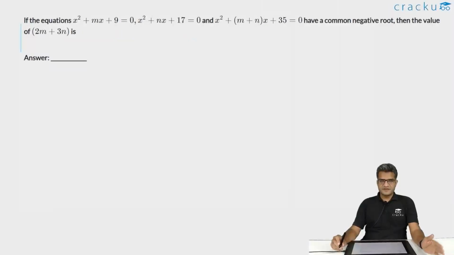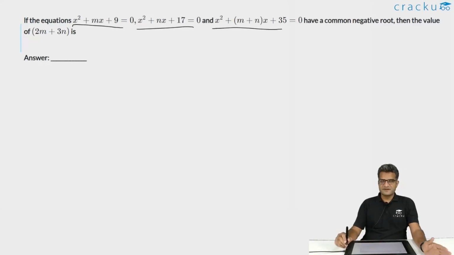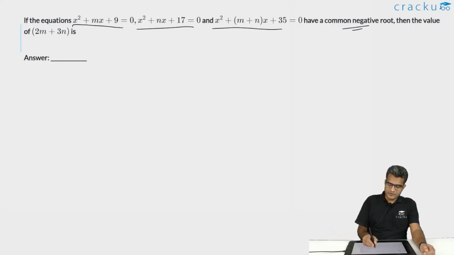In this question, we are given two equations. The first equation is x square plus mx plus 9 is equal to 0. The second equation is x square plus 9x plus 17 is equal to 0. And we are also given another equation, which is x square plus m plus nx plus 35 is equal to 0. And they have one common negative root. Let us assume that the common negative root is a, which is less than 0.